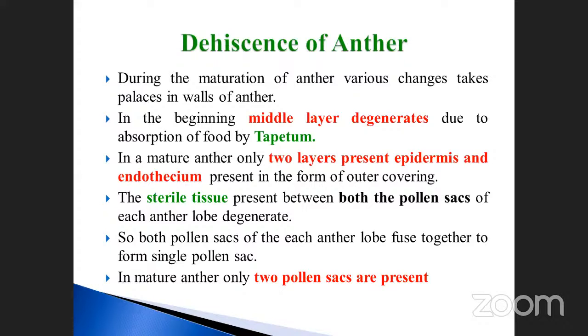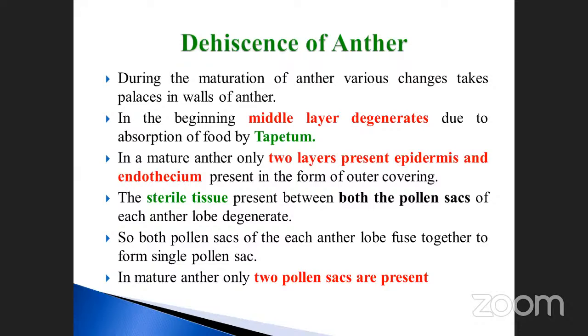Then we'll pass on to the next topic, called dehiscence of anther. It is essential for the pollination process. Suppose the dehiscence of the anther does not happen. What will happen? The pollen kits or pollen grains will not come out. They will not reach the stigma. As a result, no pollination is possible. So how does dehiscence take place? That is what we are going to discuss.